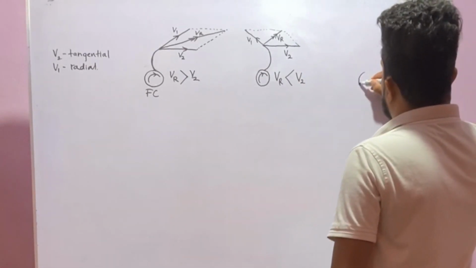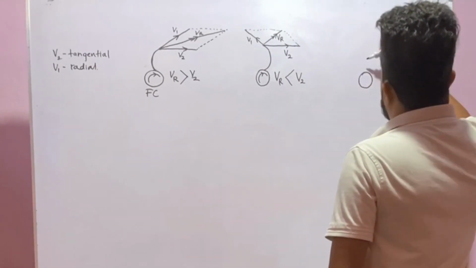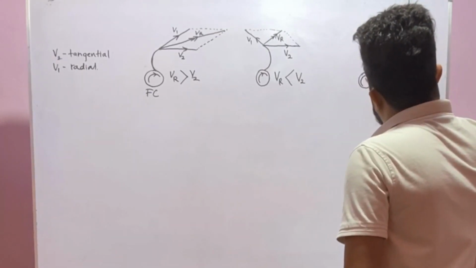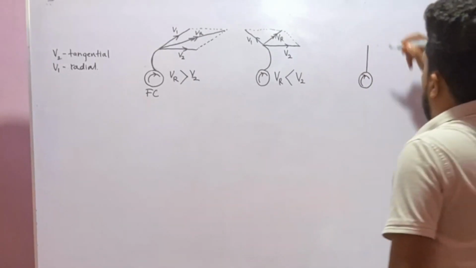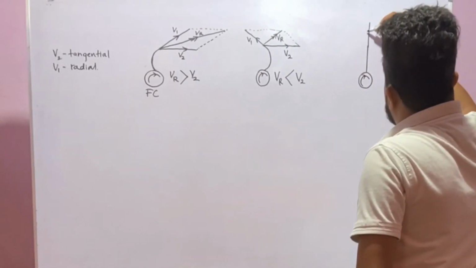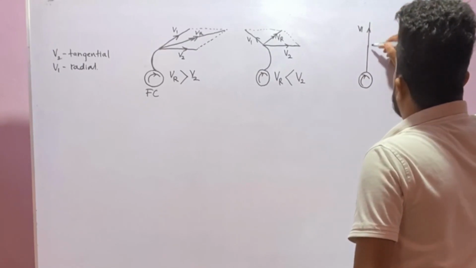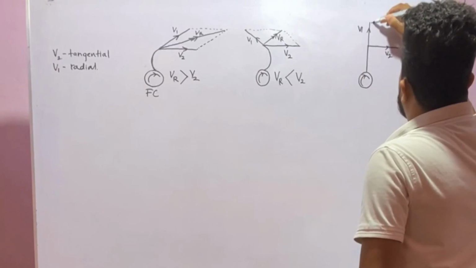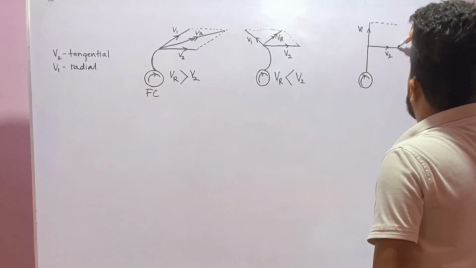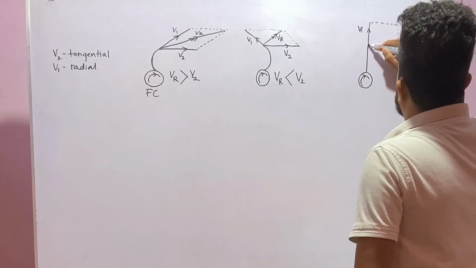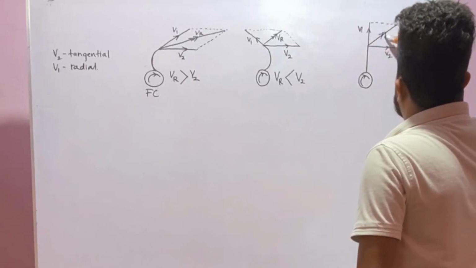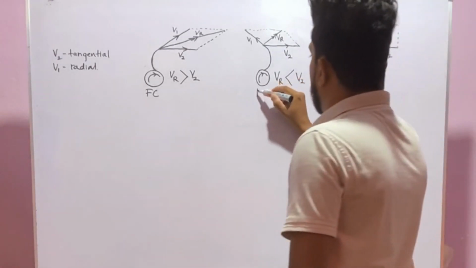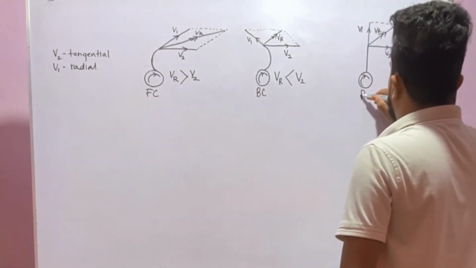Then the radial rotation like this, and radial velocity is like this, V1. Tangential velocity like this. If you take the resultant, it's like this, VR. So this is backward curve, this is radial.